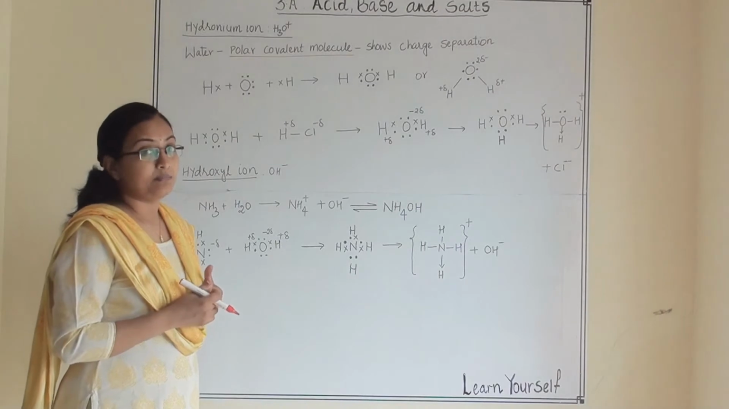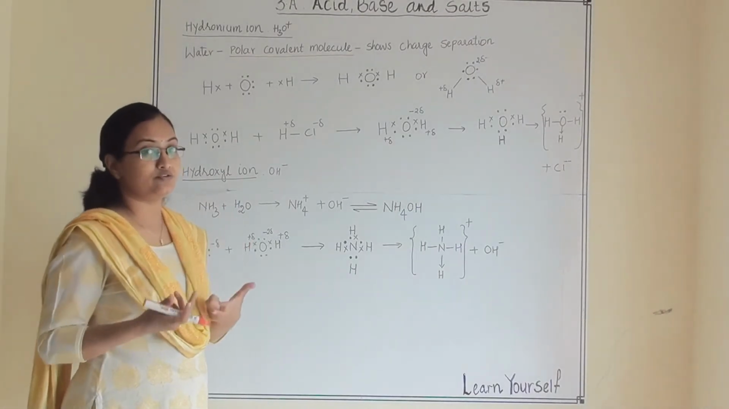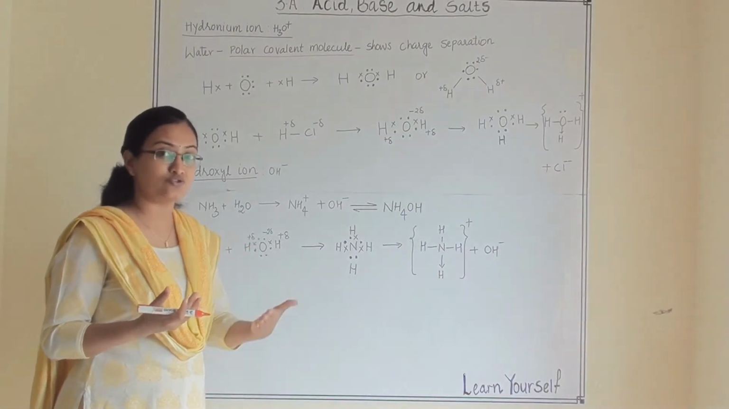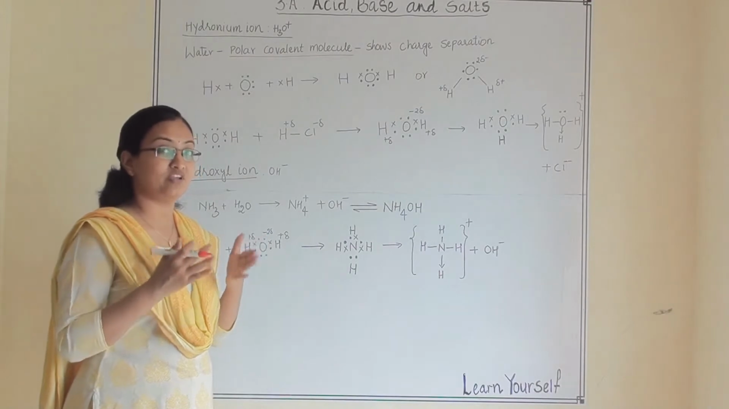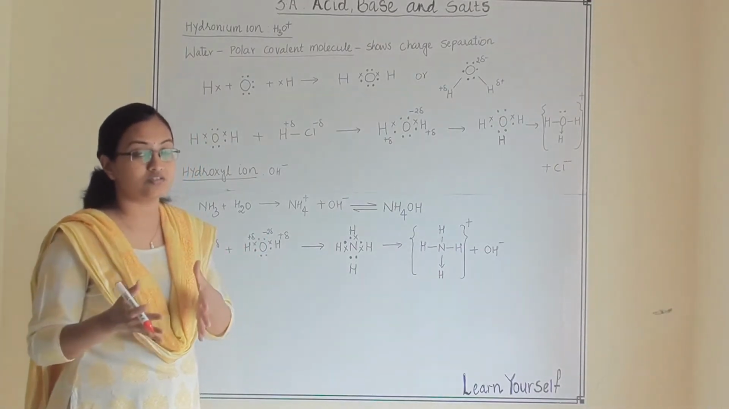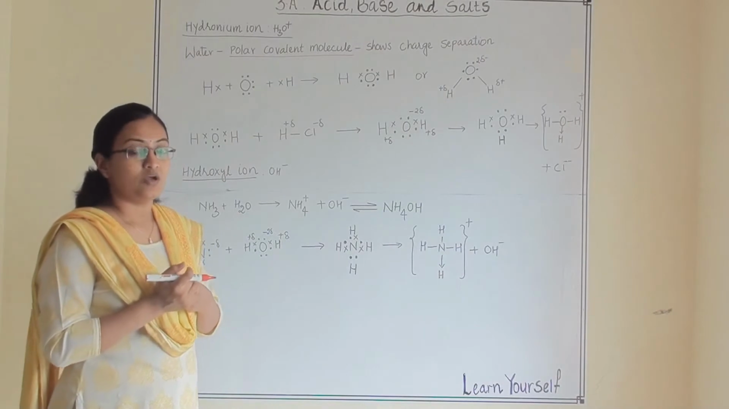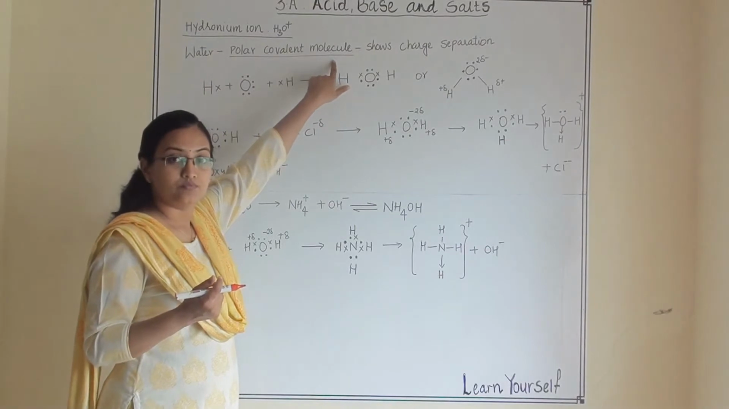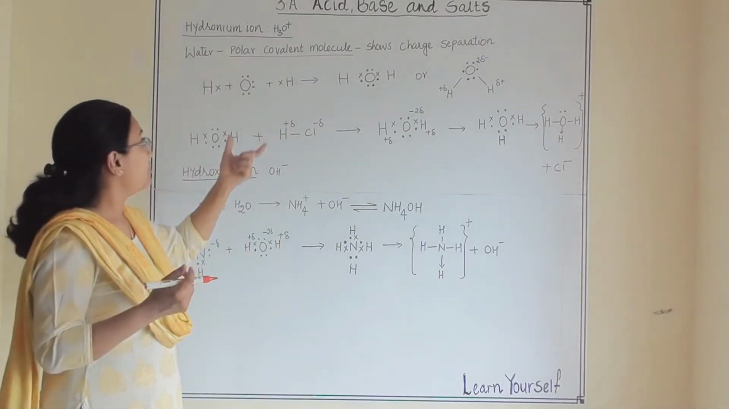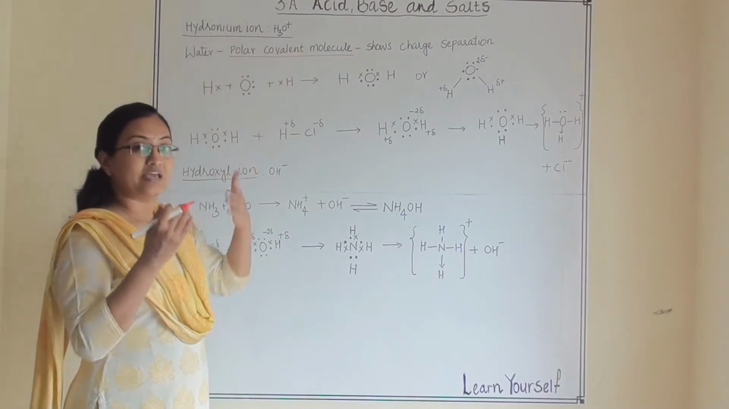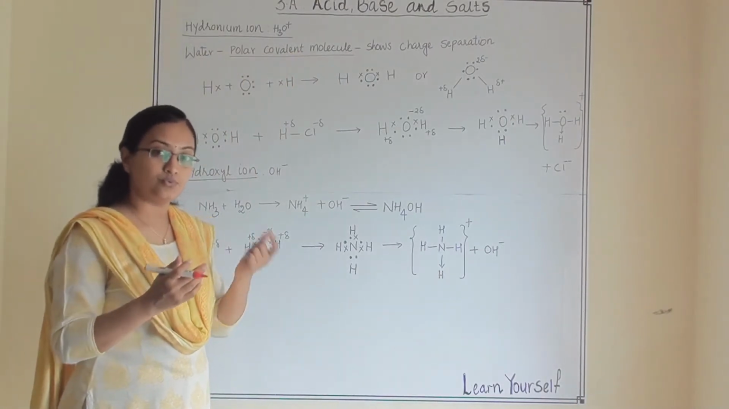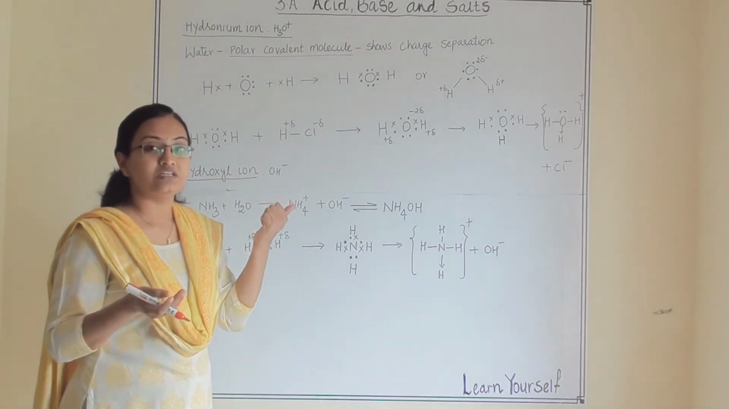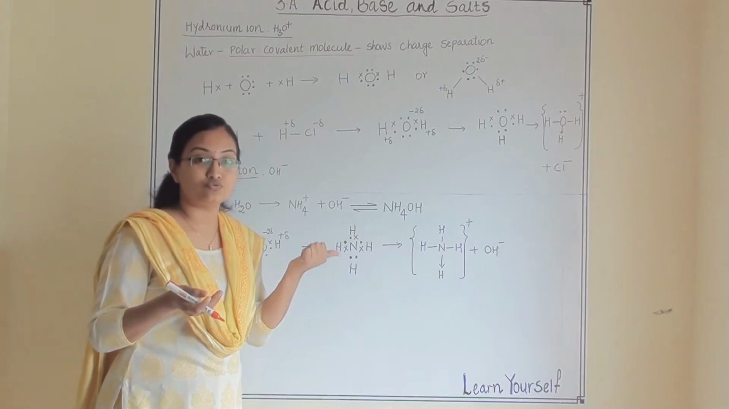Let us see the mechanism of hydronium ion and hydroxyl ion, how and why they are formed. When we add acid to water, hydronium ion will be formed, and when we add base to water, hydroxyl ion will be formed. What is the property of water? That it is a polar covalent molecule. Now, there are 2 types of covalent molecules, polar covalent molecules and non-polar covalent molecules. To know more about this, check my videos based on chapter 2, chemical bonding.